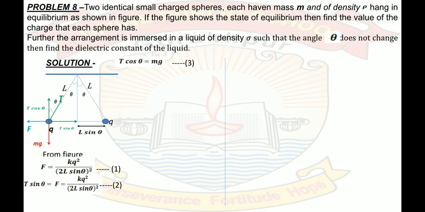Okay, now we have 3 equations, 1, 2 and 3. If we use equation number 2 and equation number 3, what I'm going to do is divide equation 2 by equation 3. Then sin theta upon cos theta will become tan theta. T and T will be cancelled out. So we're going to have tan theta is equal to F upon mg. Let this be equation number 4.